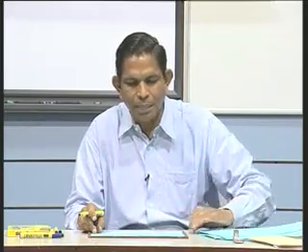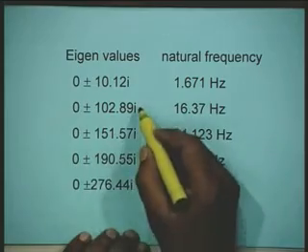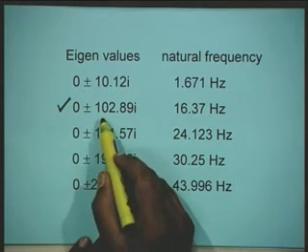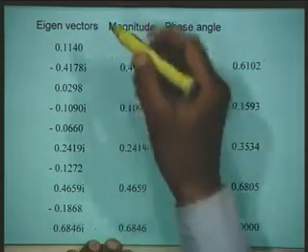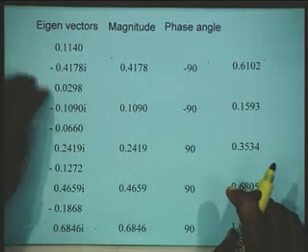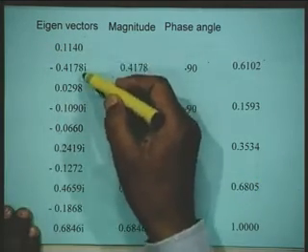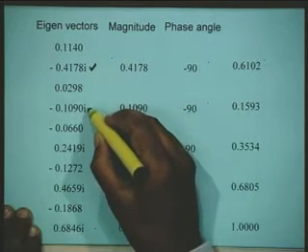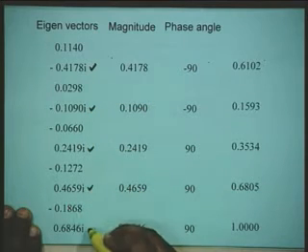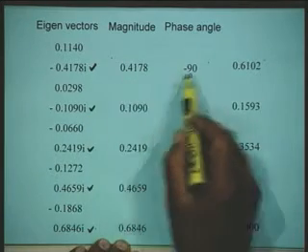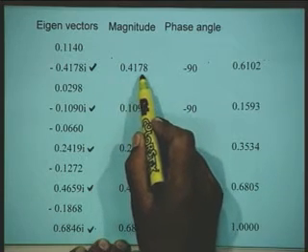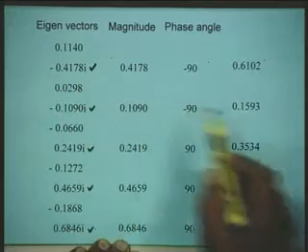Next we consider the torsional mode. The eigenvalue of the first torsional mode is 102 plus minus 102.89 i, and its frequency is 16.37. Following the same approach, for this eigenvalue the eigenvector is obtained. This eigenvector again has 10 elements, with real and imaginary parts. These elements are associated with the angular displacements delta 1, delta 2 and so on. The magnitude and phase angle of these elements are written here as 0.4178 at minus 90 degrees, because the sign is negative here.